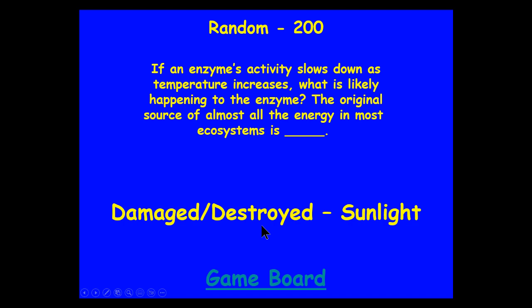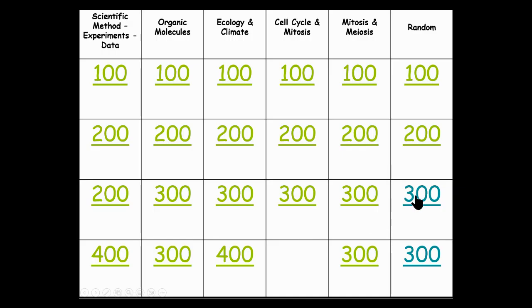Damaged or destroyed. The bonds that make up that protein get broken, and the three-dimensional structure gets altered. And remember, enzymes and substrates have a lock and key type fit. So if you change the structure of the protein, it's not going to be able to match the substrate, and the reaction is going to stop. Sunlight fuels photosynthesis, which brings all of that glucose into the producer level and provides food for everything else.